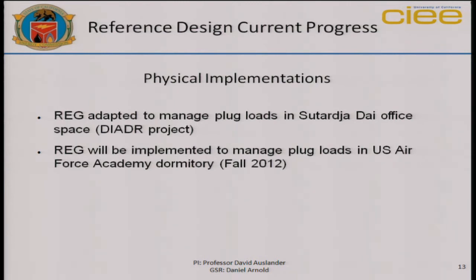In addition, we're going to be deploying our gateway to manage a suite of dormitories at the U.S. Air Force Academy sometime this fall. So another fun thing on the horizon.